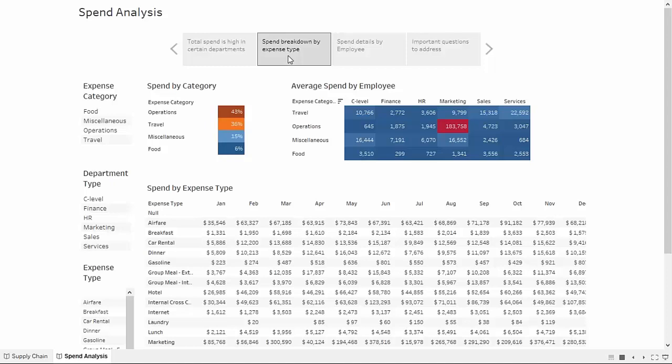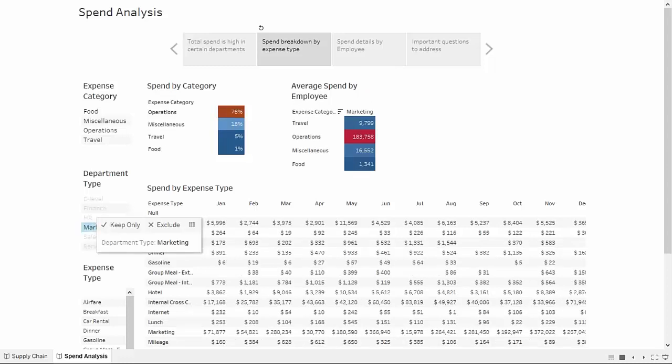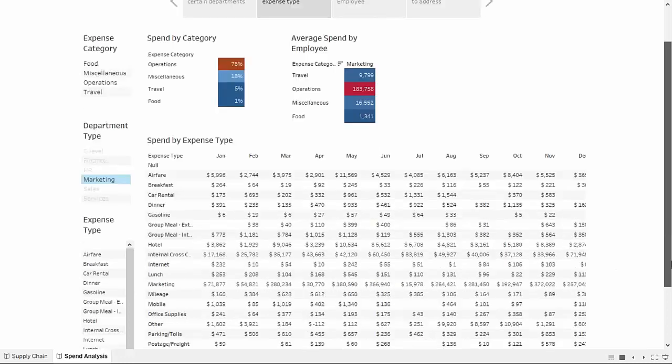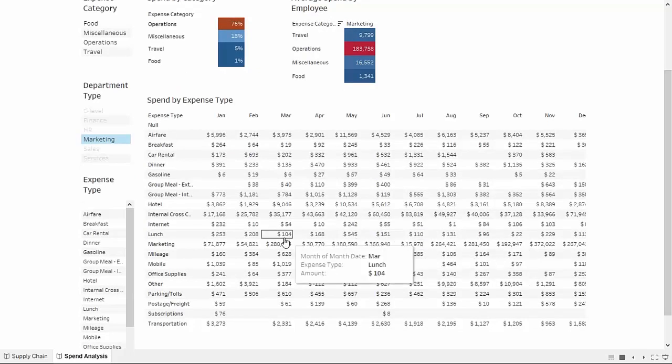So here I can clearly see by the expense categories, operations is one category where I have spent the most. The utilization is 43% of total. We can also see the average spend by employees in various departments and the expense categories. The marketing department with expense in operations comes out to be the highly spent place. We can look at specific departments and get into the details. So I can select department type from the filter and look at the details by the different expense types. This clearly helps me to understand that most of the expenditure has happened in marketing and internal cross charge.